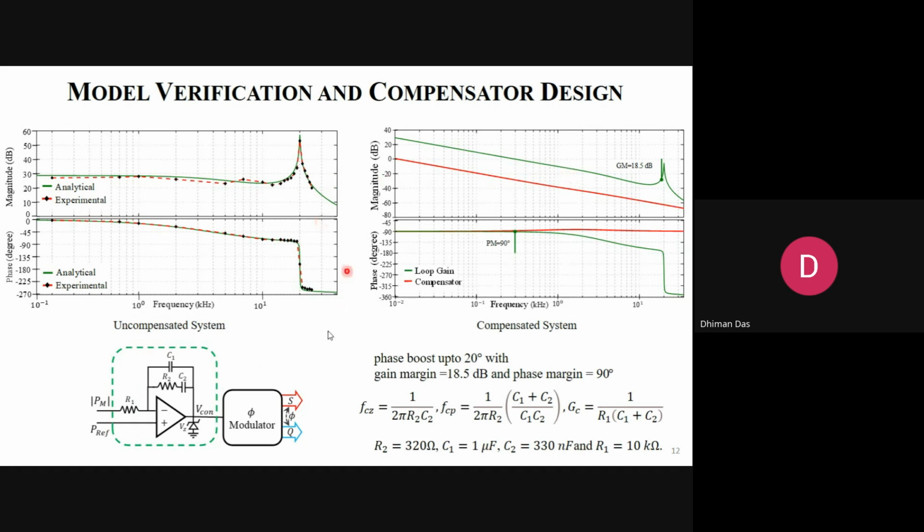Now if you see the overall system, this is the Bode plot of the compensated system. With that we can tune the gain margin to this dB. It is completely dependent on the parameters you are using. If you choose different components, it will be different. And I can tune the phase margin, I can allow the phase margin to 90 degrees. This is very widely used tuning.